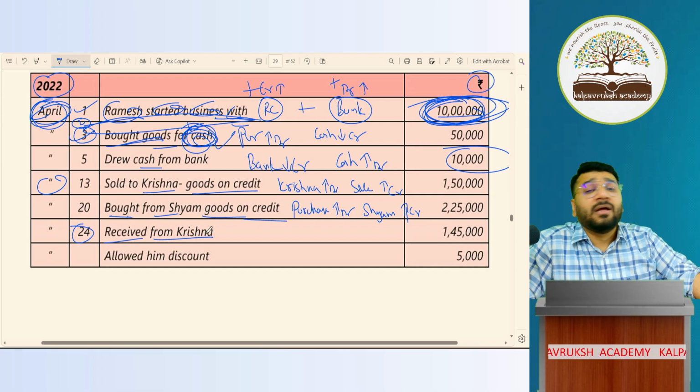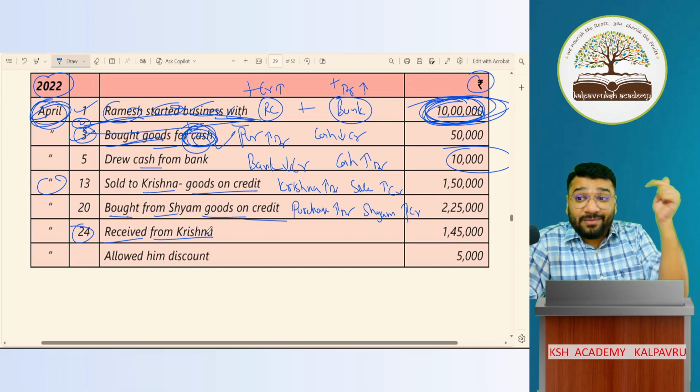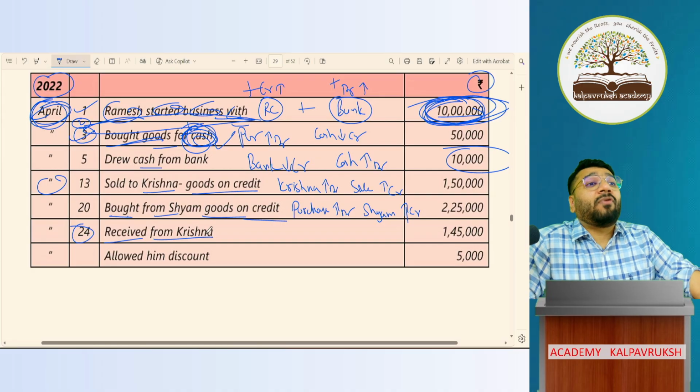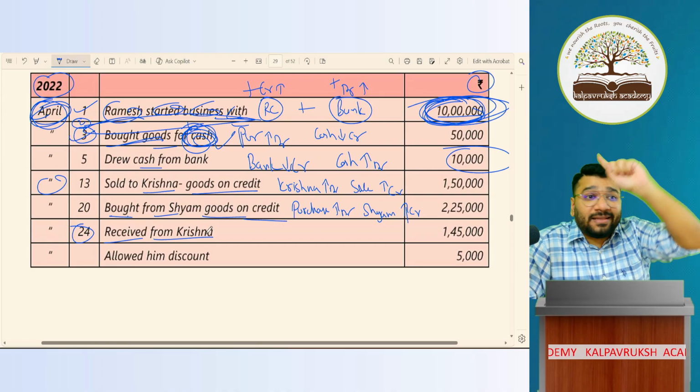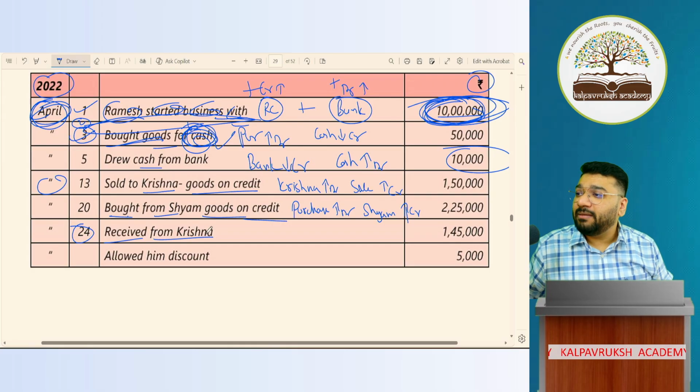What will you assume? Money. No, don't say cash. Say money received. Money received in what form? Cash or bank? In foundation, nothing mentioned means bank.